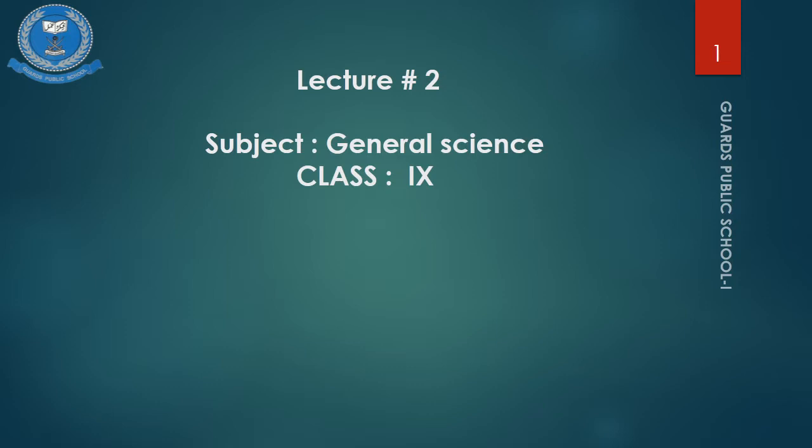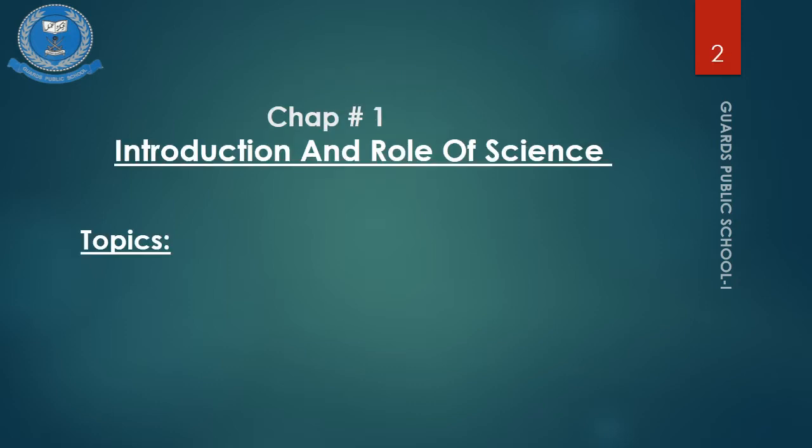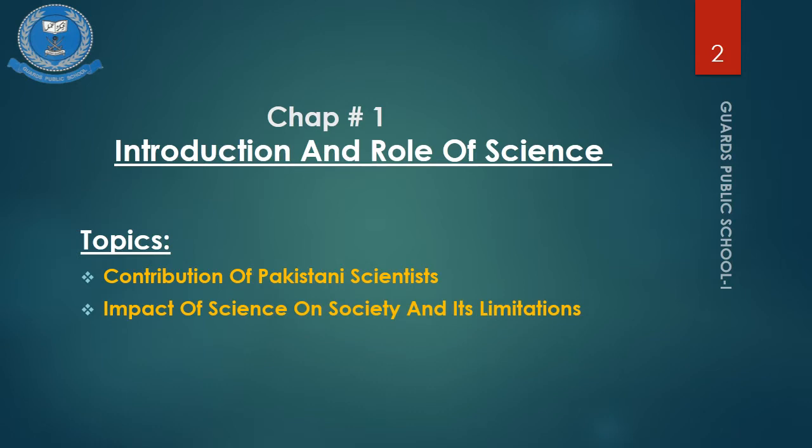Students, this is our second lecture of General Science from chapter number 1, Introduction and Role of Science. In our previous lecture, we have discussed what is science, its branches, and the contribution done by the Muslim scientists in various fields of science. Today, in our second lecture, we will discuss contribution of Pakistani scientists, impact of science on our society and its limitations.